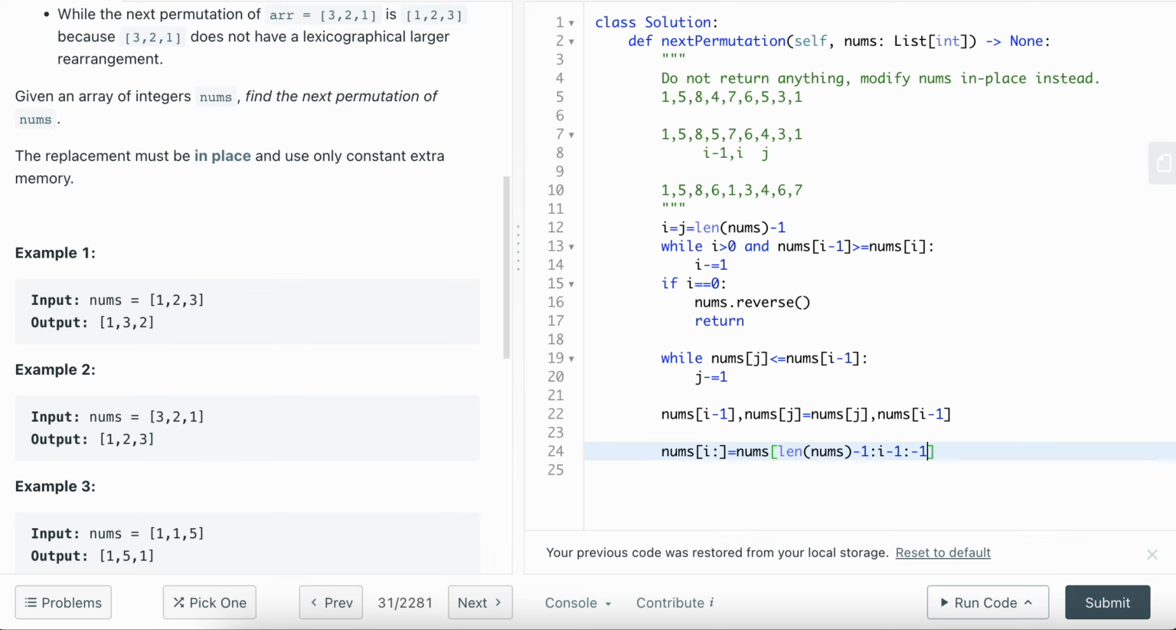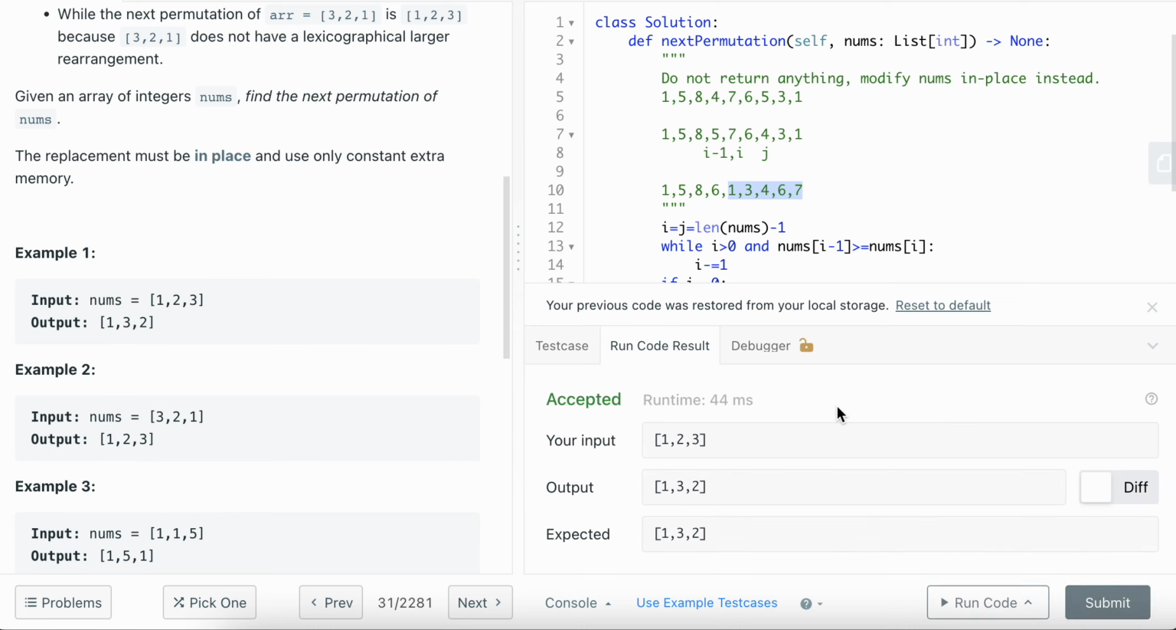That means starting from the end of the array, it will swap it. In that case, after you reverse the array from the i position, you will get the next permutation. That's basically the trick. And let's run this.